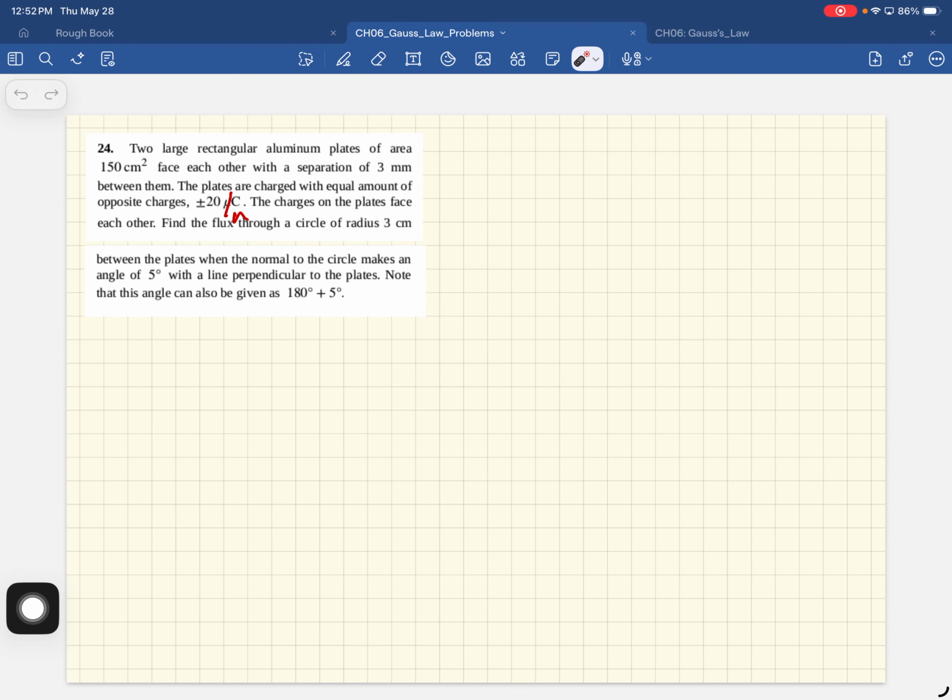So x is between a and b. So here's a, b, and y is between c and d. So this is your area. And your vector field is pointing in that direction.